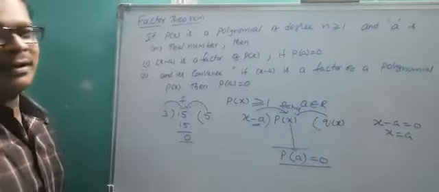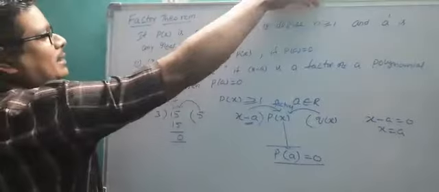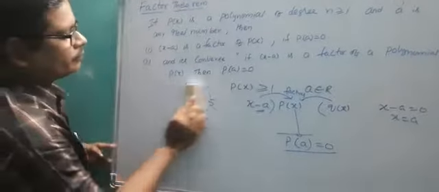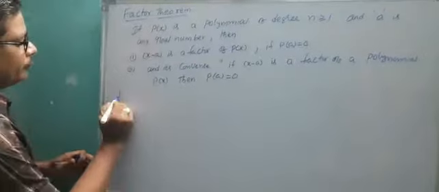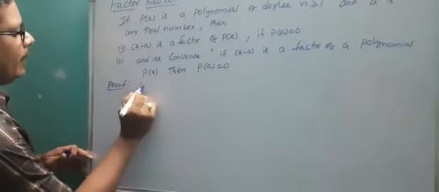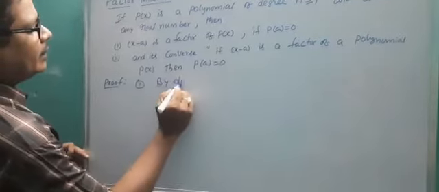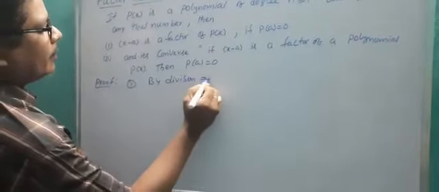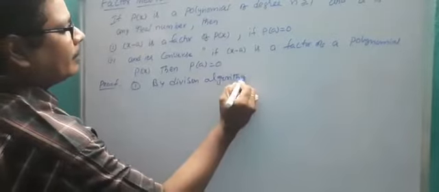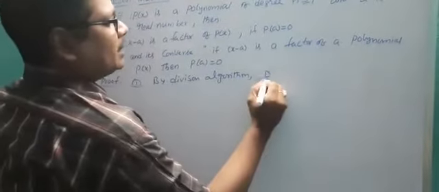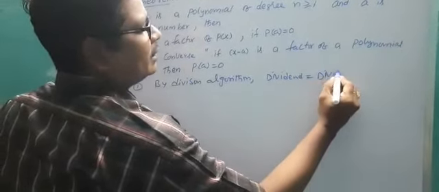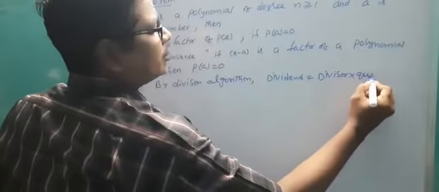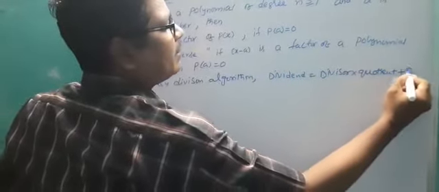Is it right or wrong? We check it. Now I explain the checking. So, prove this factor theorem. Proof 1, by the division algorithm. By the division algorithm, what is that? Dividend is equal to divisor into quotient plus remainder.